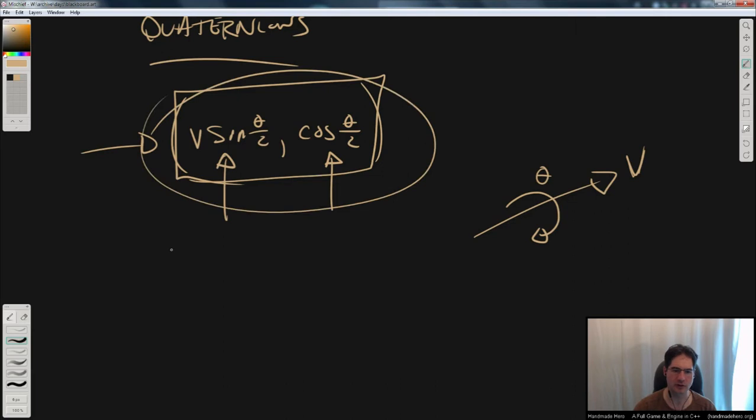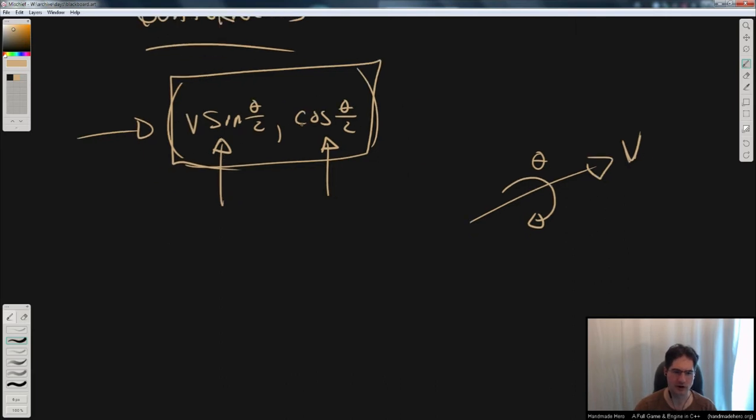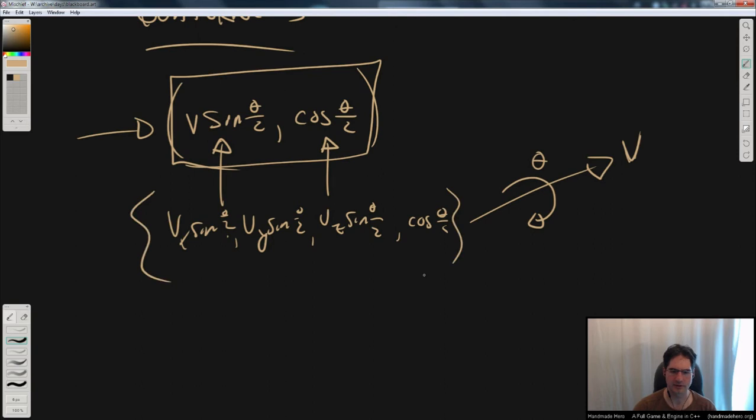So if someone hands you a quaternion, and by the way, this is four elements, right? Because this is a vector, a 3-element vector. It's Vx sine theta over 2, Vy sine theta over 2, Vz sine theta over 2, and then the fourth component is just cosine theta over 2. So that's the quaternion, right? 4 elements, element 0, 1, 2, 3. So these come from this, and this is just a lone term, right?